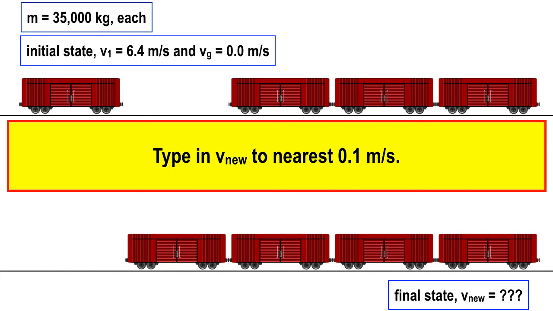I think I'll try to modify that on the podcast and the YouTube version before I publish it. So type in your answer to the nearest 0.1 meter per second of speed, and then hit the send key. All right, and I can see that you're, all right, good. So take a minute to do that.